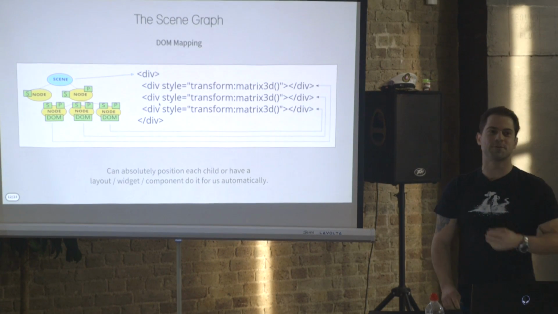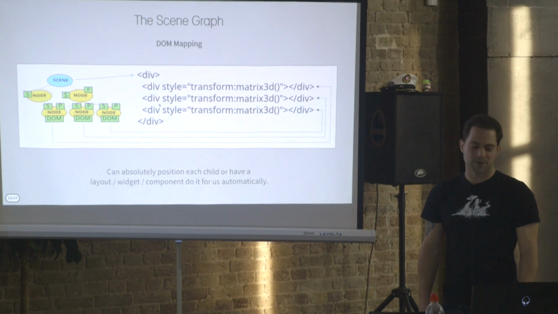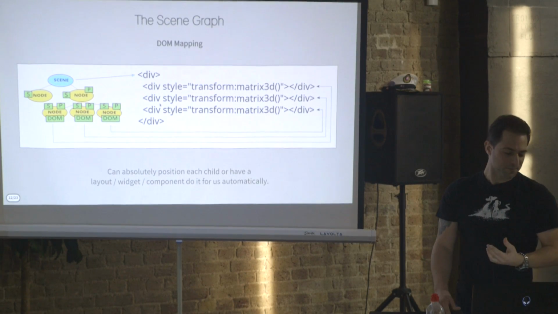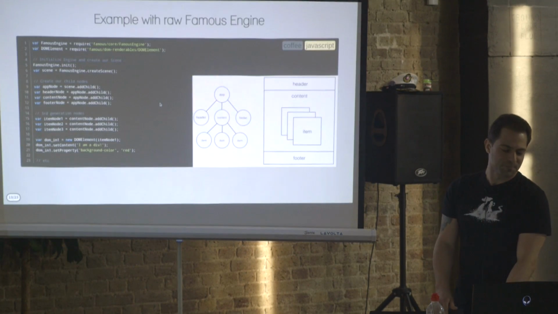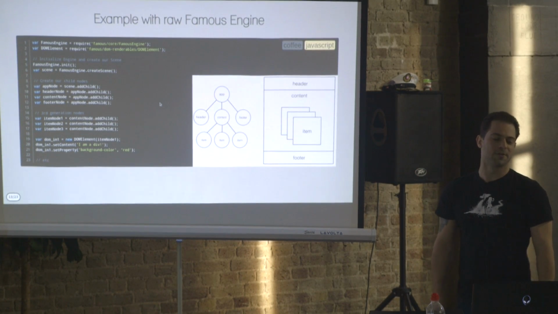The way everything is absolutely positioned in this flat model is using Transform Matrix 3D, which is GPU accelerated. And obviously, we can absolutely position everything on our own, or we can use a layout and widget and do everything automatically. So here's how you'd actually build up a scene graph.